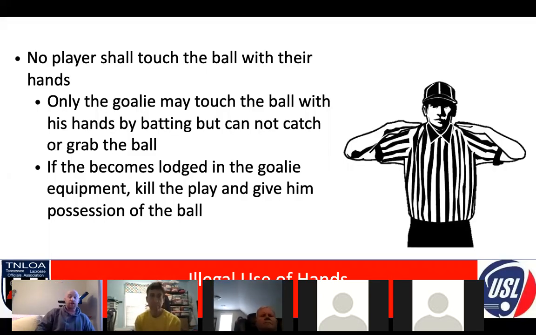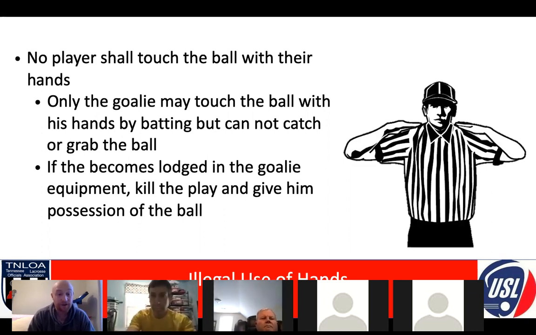Illegal use of hands. No player shall touch the ball with their hands. Only the goalie may touch the ball with his hands by batting, but cannot catch the ball or grab the ball. He's only allowed to do this, like what Scott was talking about. He is only allowed to touch the ball within his crease. If the ball is outside the crease, he is not allowed to.